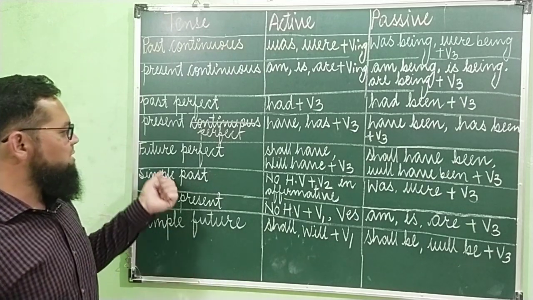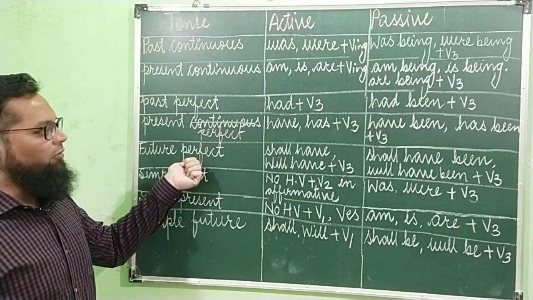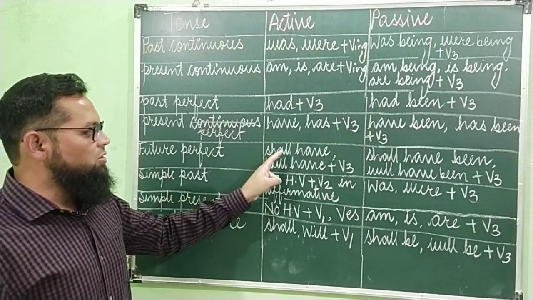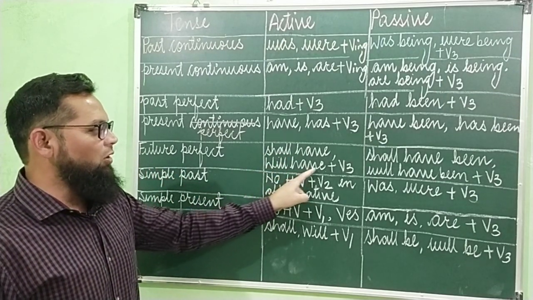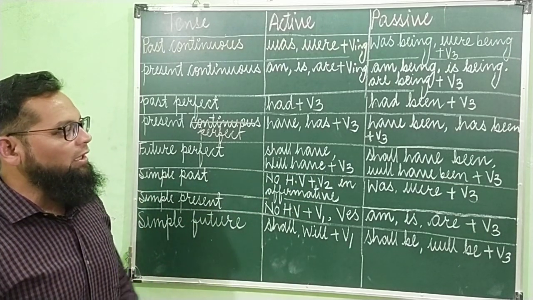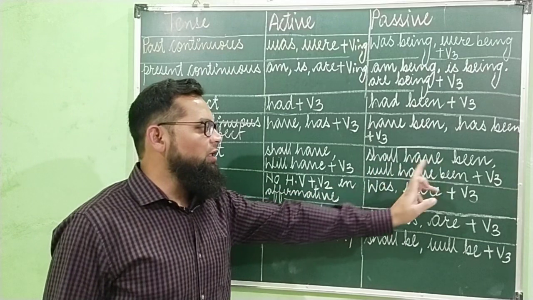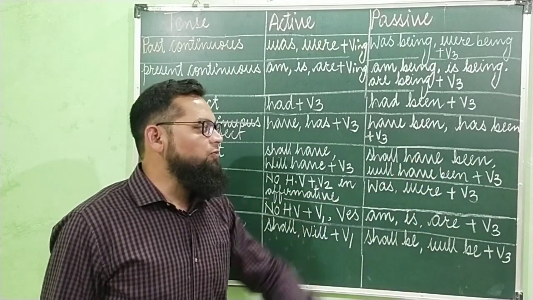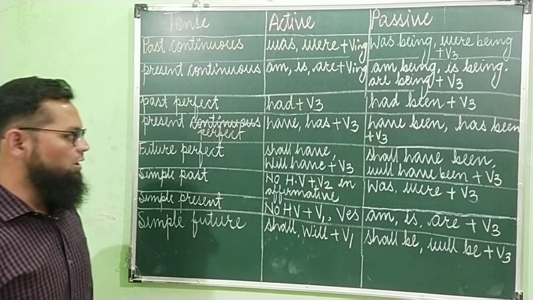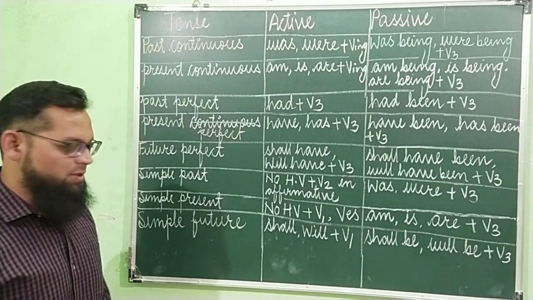Then the next tense is future perfect. In future perfect's active voice, future perfect के active voice में हम shall have और will have का use करते हैं और verb third form में use होता है. And the same is converted in shall have been or will have been plus verb in third form in passive voice.